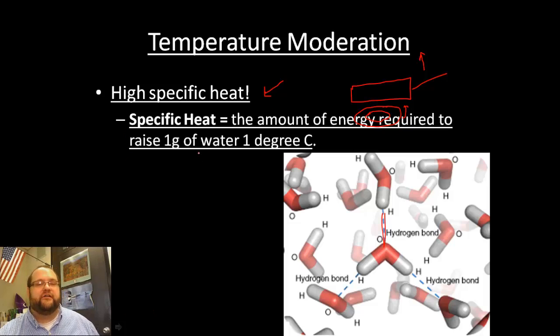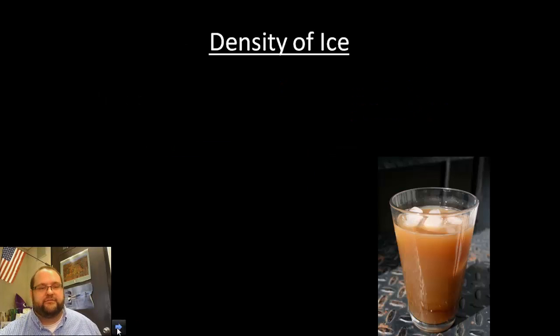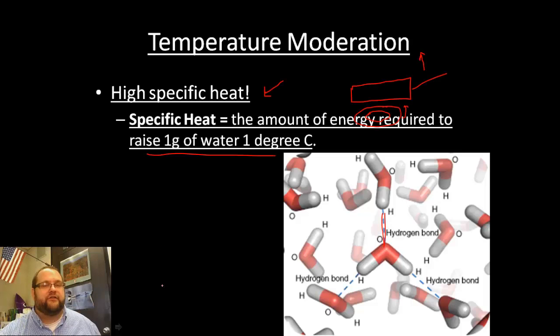Specific heat is the amount of energy required to raise 1 gram of water 1 degree. So it's the amount of energy I need to put into something in order to raise 1 gram 1 degree Celsius. Oops, I want to go back for just a second.